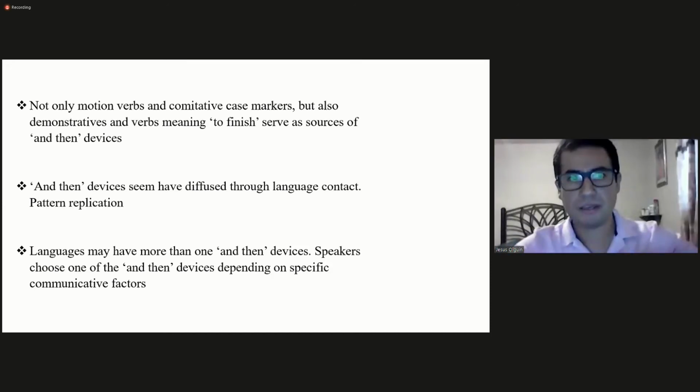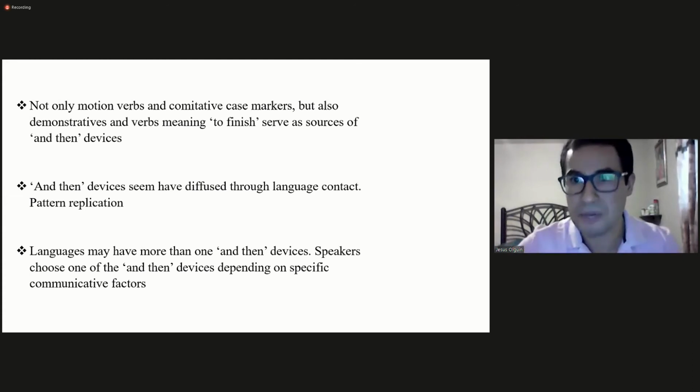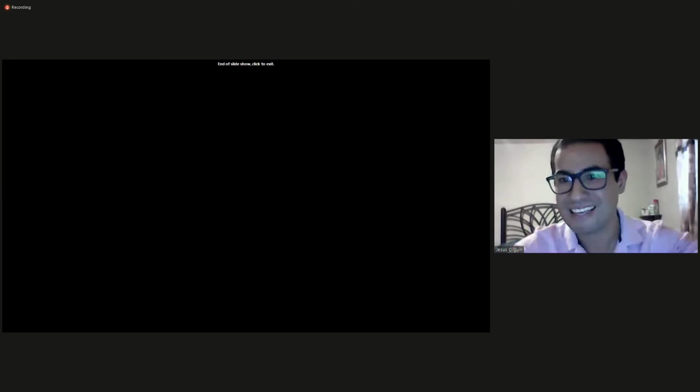Okay, so not only motion verbs and comitative case markers seem to be common diachronic sources, but also verbs meaning 'finish' and demonstratives. And I also hopefully showed you that languages may have more than one and-then device. In this particular case, there are different factors that are going to lead speakers to choose one device over the other one. And that's it. Thank you.